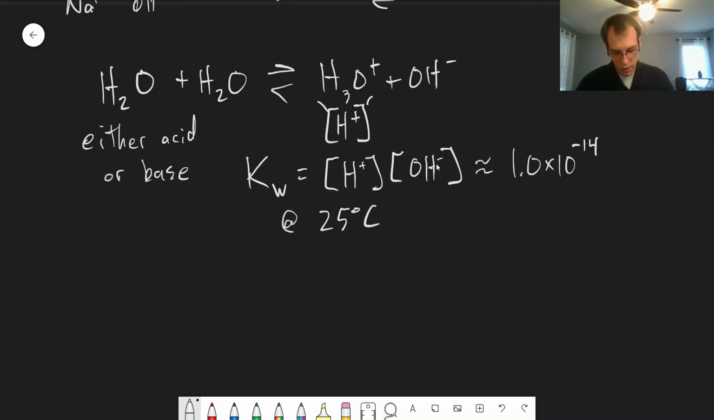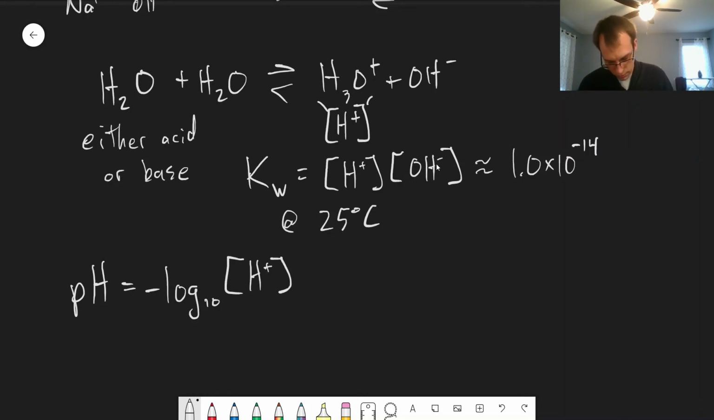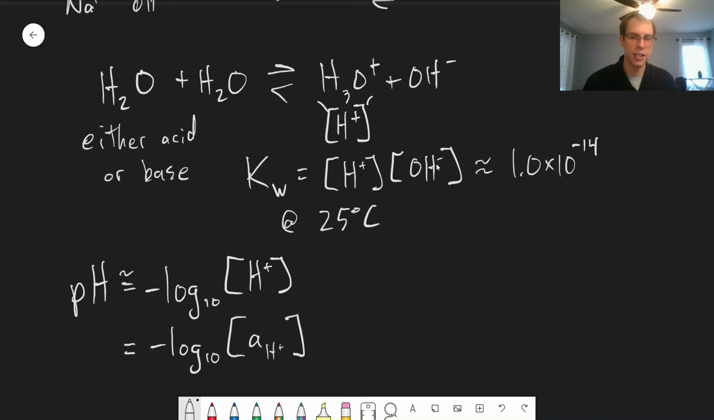And then one of the important properties that we consider when we think about acid-base chemistry, and again, this is a really brief introduction, we'll go into a lot more detail in later chapters, is pH. And pH we define as the negative log base 10 of the concentration of H plus. And I'll say this is approximate. The exact definition is that it's the negative log base 10 of the activity of H plus. We'll introduce the idea of activity in chapter 8. But this is a way of keeping track.